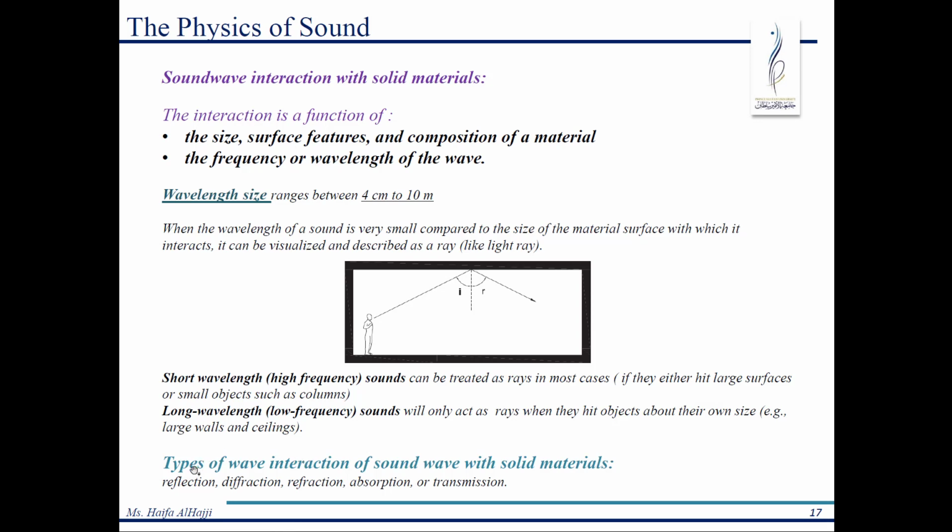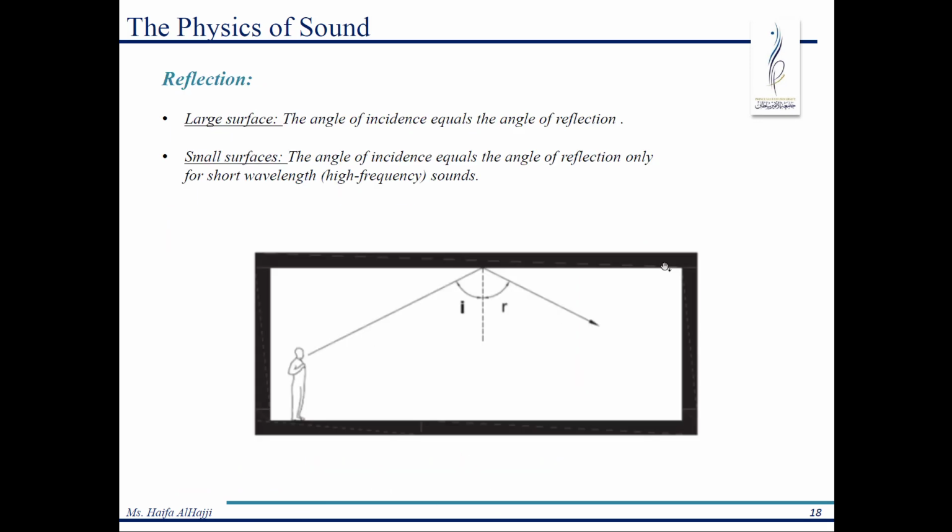Now let's have a look at the types of interactions of sound within a space. We have reflection, as we can see in here. We have diffraction, refraction, and absorption and transmission. Now I'm going to talk about each one of them separately. Reflection is easy, as I said earlier.